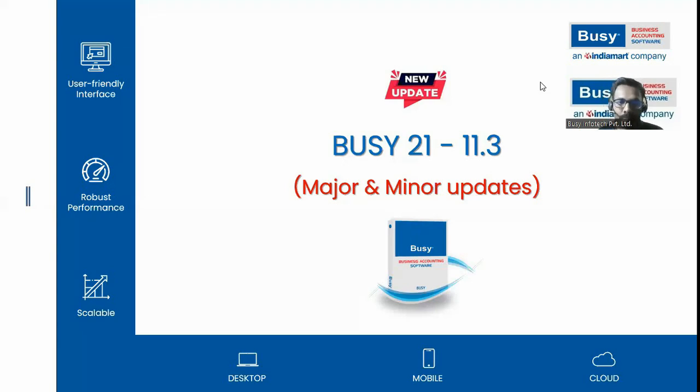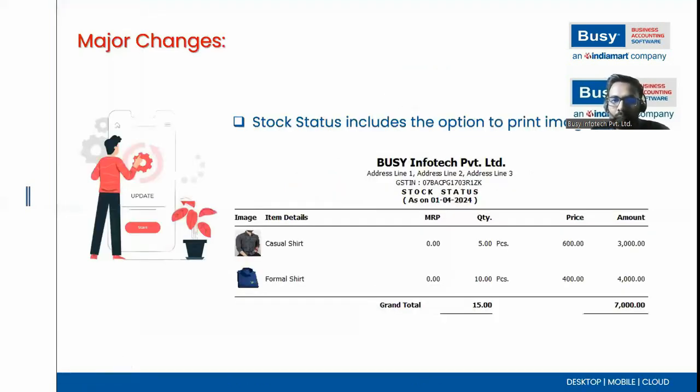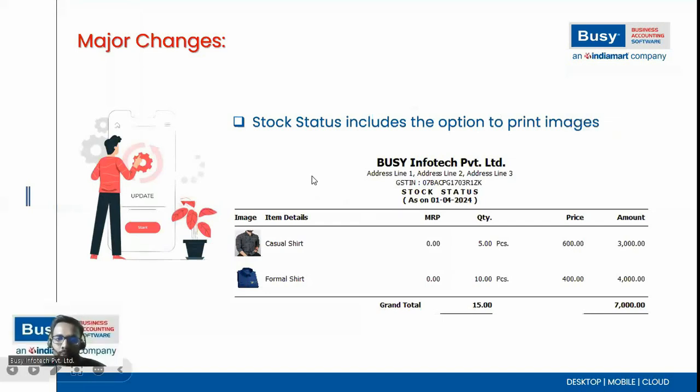share your doubts. One major change that has come into 11.3 is that stock status includes the option to print images. The stock status report, if you are viewing it from the print email SMS menu, then you will have an option to print the images. Earlier we didn't have this provision. Now we have a provision to print our item images. So let us see how the images will be printed on the stock status report.